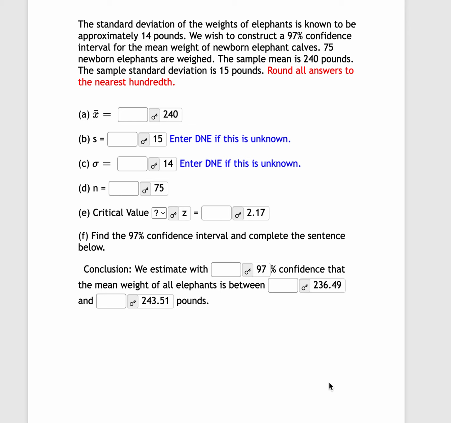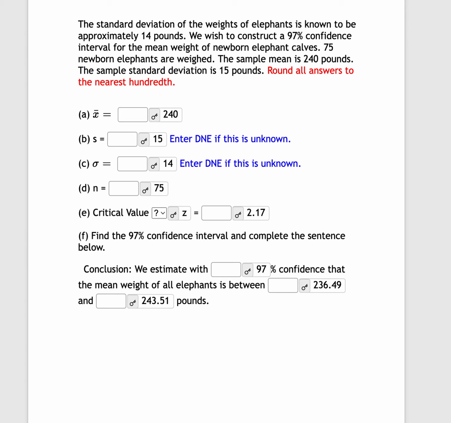The standard deviation of the weights of elephants is known to be approximately 14 pounds. We wish to construct a 97% confidence interval for the mean weight of newborn elephant calves. 75 newborn elephants are weighed, and the sample mean is 240 pounds. The sample standard deviation is 15. When we compute any of our answers, we're going to round to the nearest hundredth.